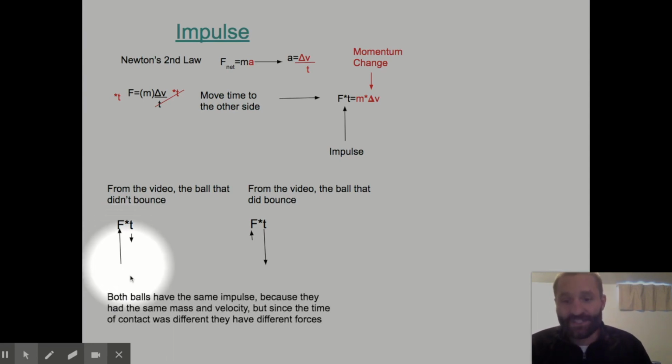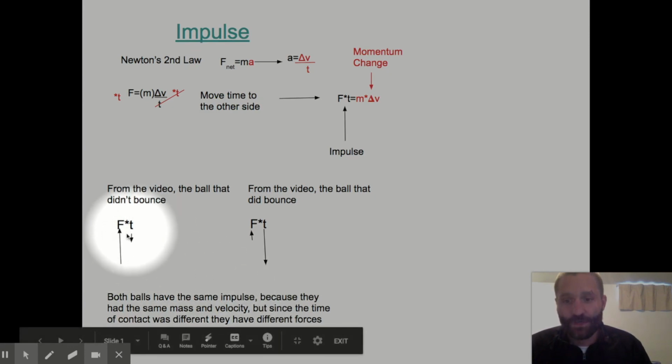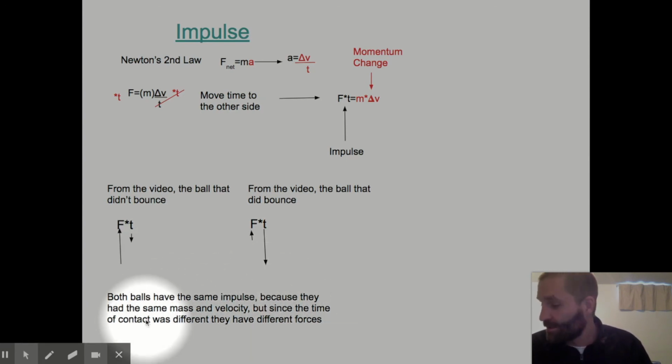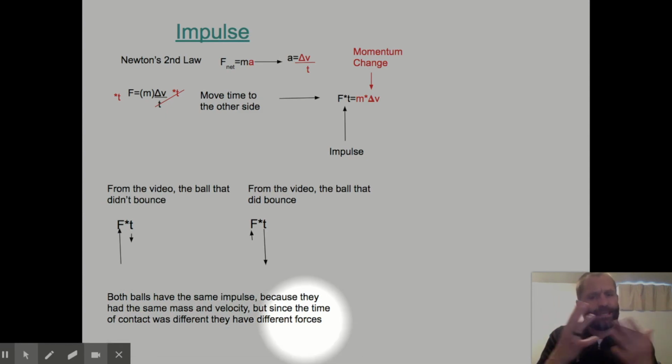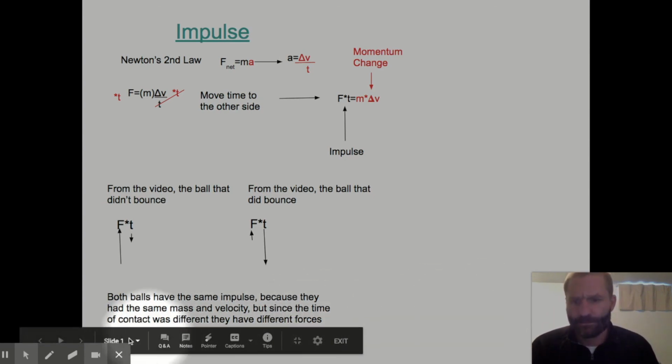So both balls have the same impulse. So these two are the same impulse, but they're flipped because they have the exact same mass and velocity. But since the time of contact, that's what's important, was different, they have different forces. That's what you've got to write down there, the word forces. So this is an introduction into impulse. So I want you to watch this video. And yeah, there's one more Edpuzzle. It's pretty short, real short actually, just explaining the ball concept. Sorry I couldn't fit it into one video.